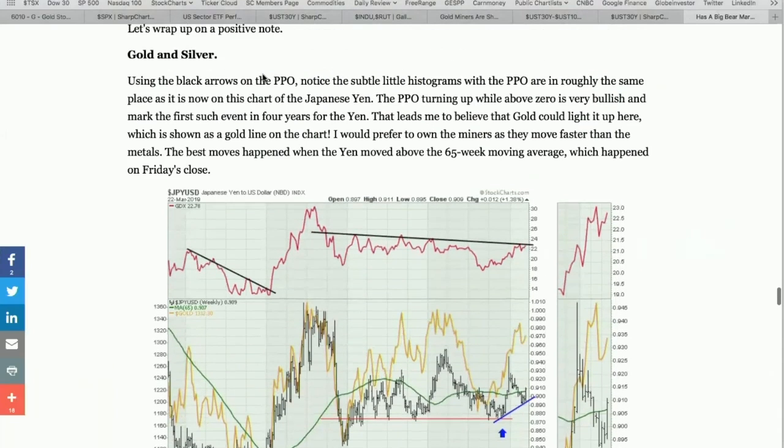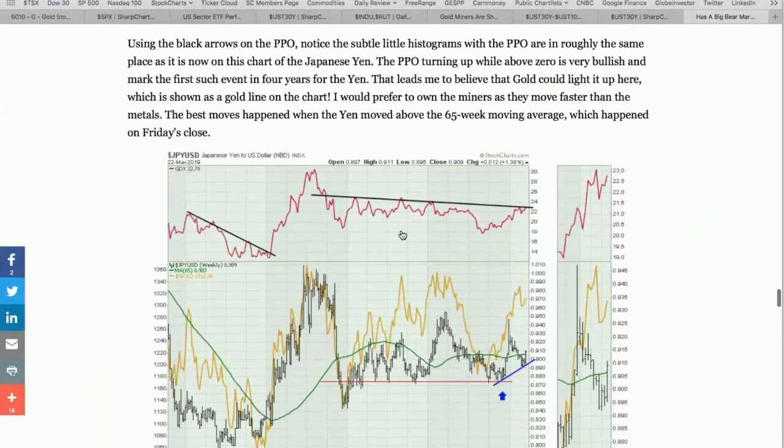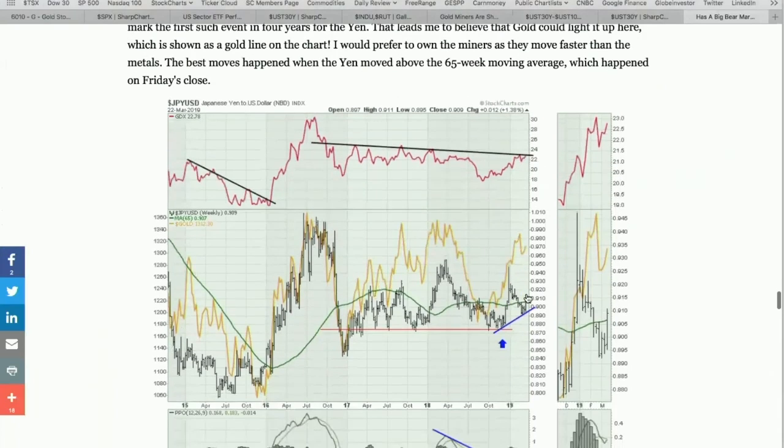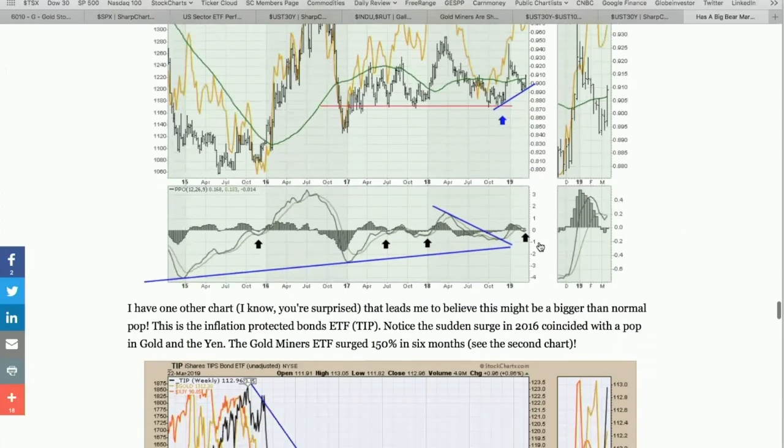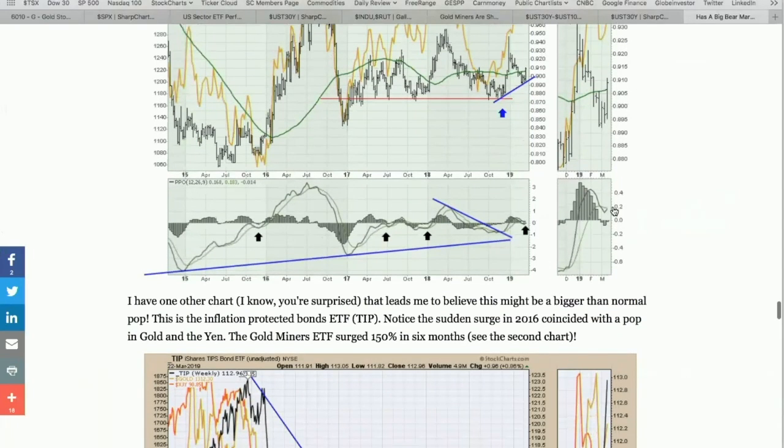And then I ended the article with a thought on gold, and it looked to me like GDX was going to start to break through this downsloping trend line, and the Japanese yen versus the US dollar starting to surge up, which is usually, you can see they track each other pretty good, gold and the Japanese yen. And the PPO was turning up just above zero here, so that's pretty bullish.